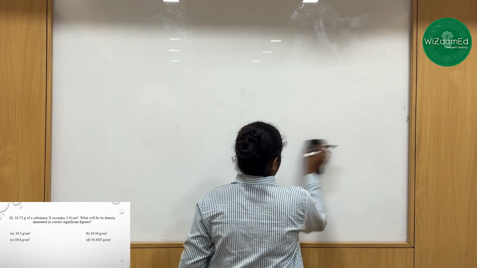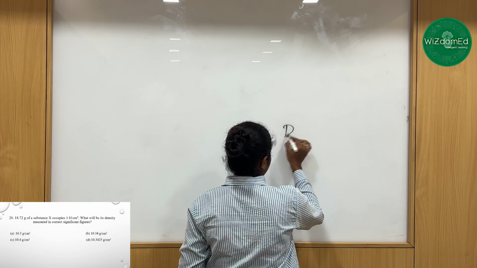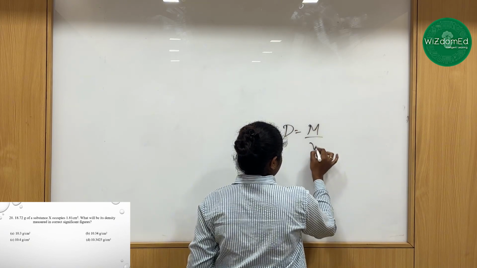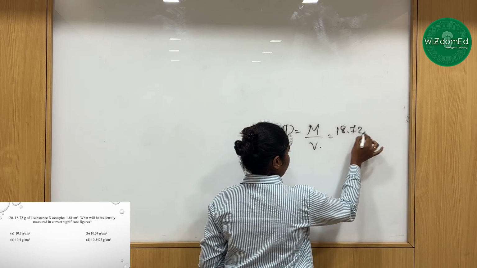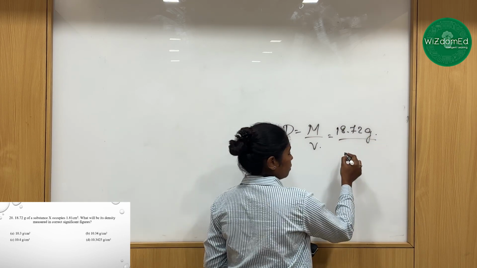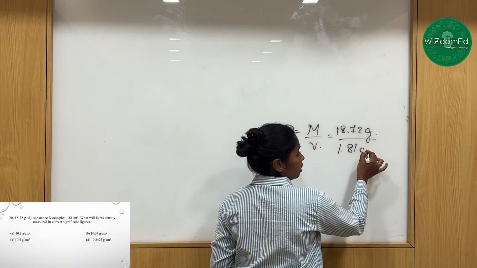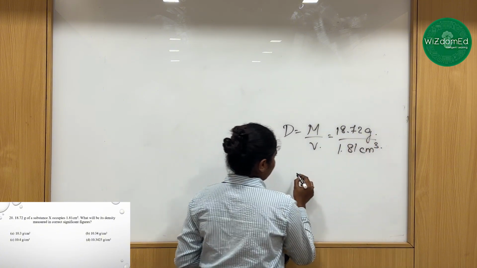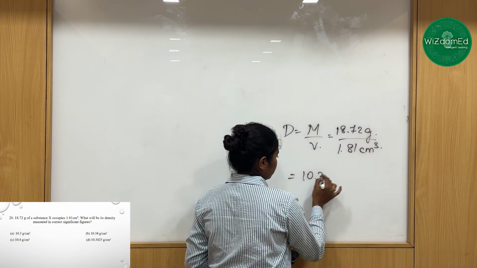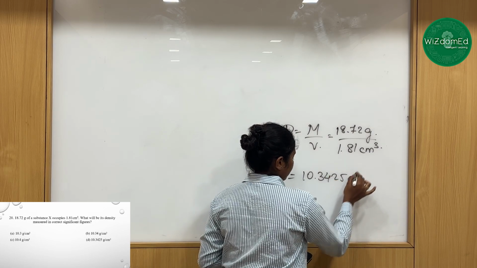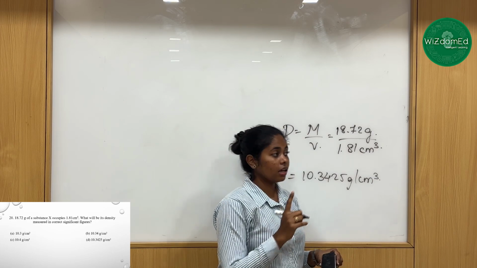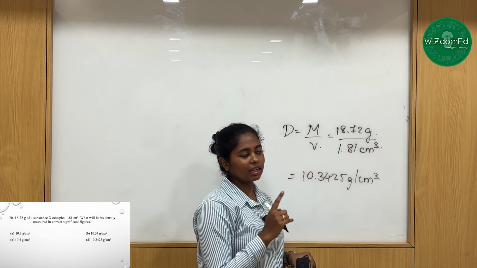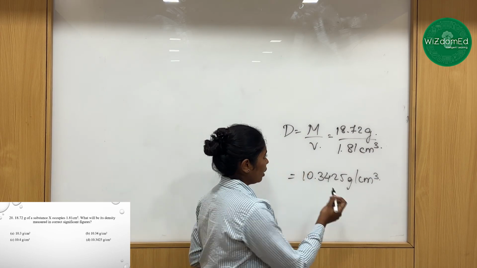We all know that density is mass by volume, and mass is given as 18.72 gram and volume is given as 1.81 cm cube. So upon division we are going to get 10.3425 gram per cm cube. But as they are asking us to do the division in significant figures, we have to check.